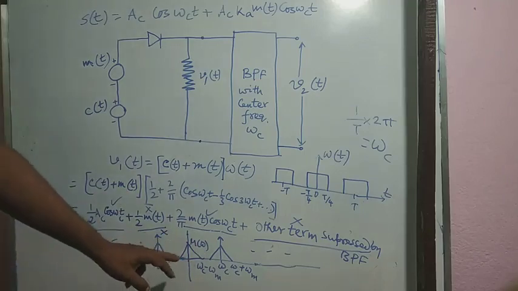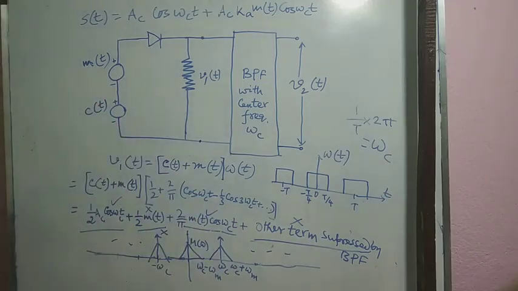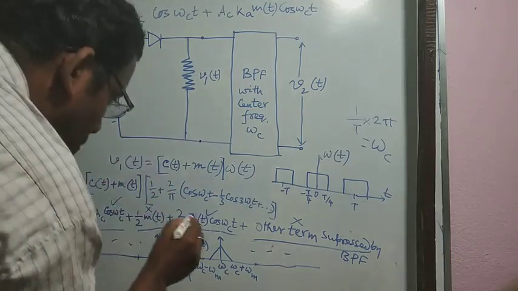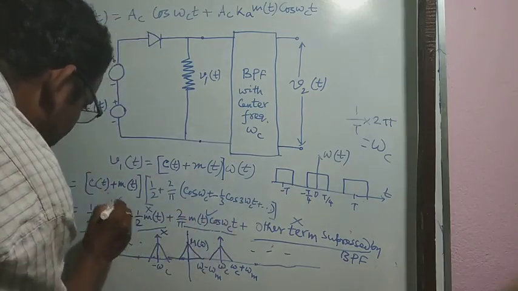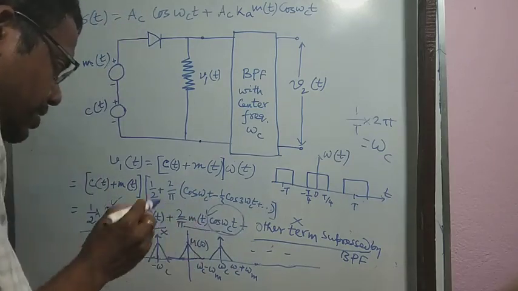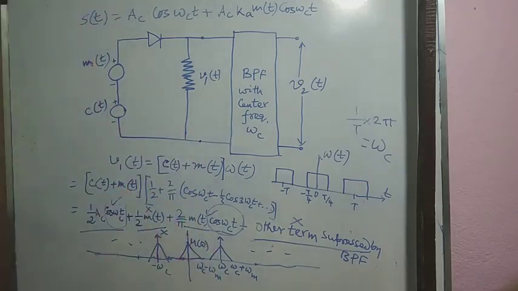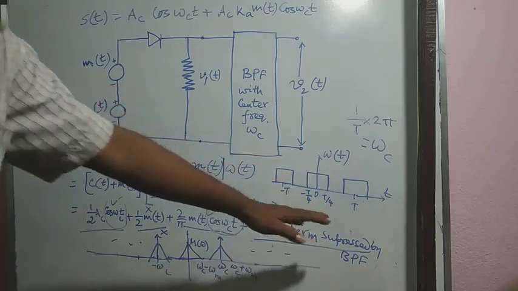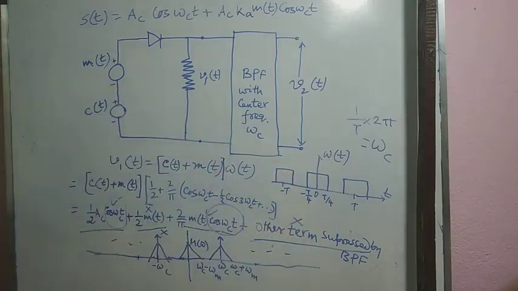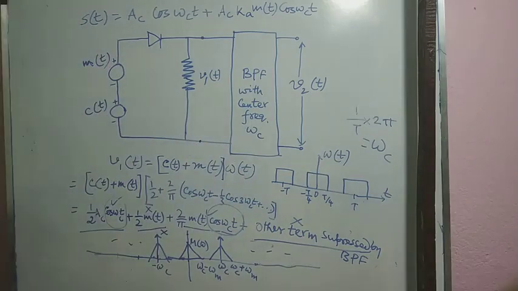So we need this part. That means we want to pass cos omega c t and M(t) cos omega c t. We don't want to allow cos 2 omega c t, cos 3 omega c t, cos 4 omega c t. These terms are generated by multiplying this part with that part. We don't need them. Rather, we want to eliminate them. Therefore, we have to use a filter.